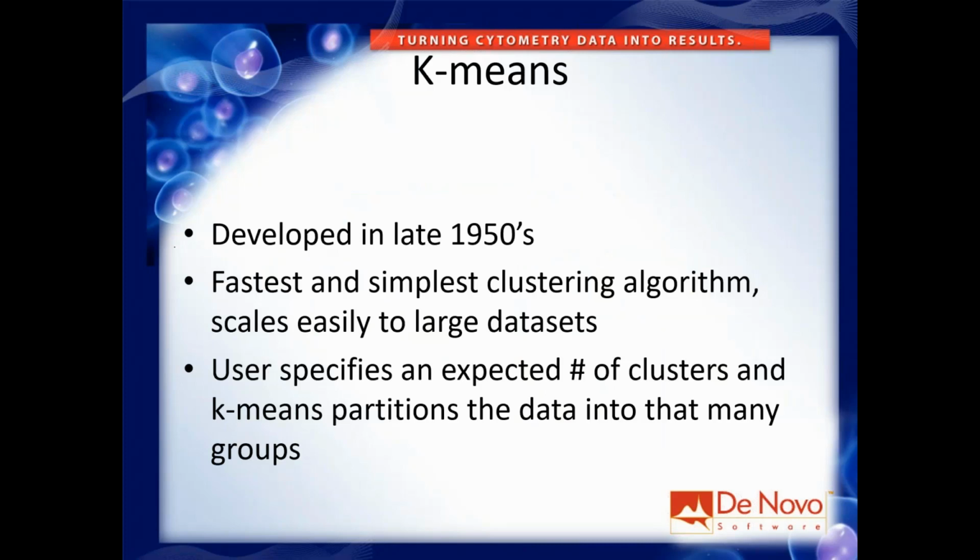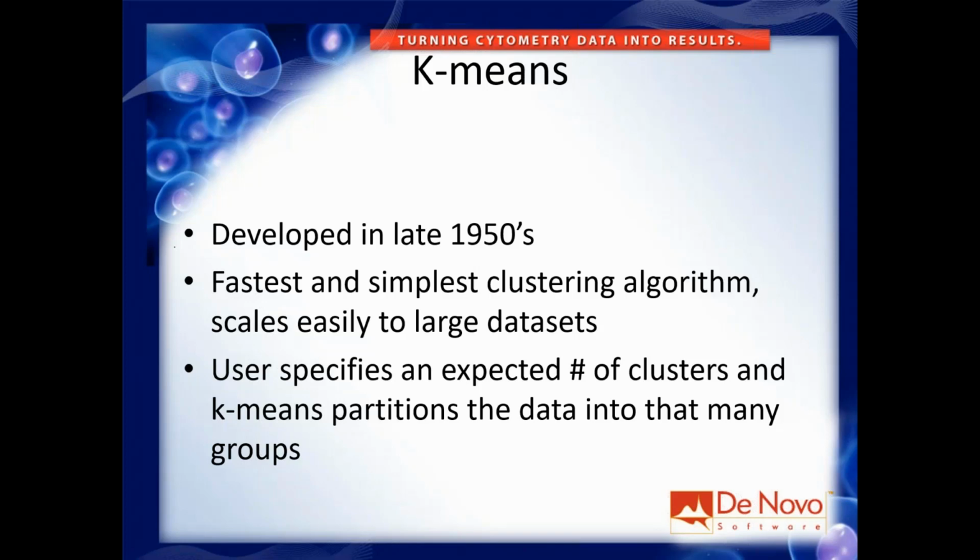Okay, so I'm going to walk through one of the simplest algorithms just to give you a flavor of how these work. They're often presented as very complex mathematical processes with 7 billion equations, but conceptually they're all generally quite straightforward. K-means is one of the most classic algorithms. It was developed in the late 50s and is still used a lot today because it's quite fast and scales easily to very large data sets.